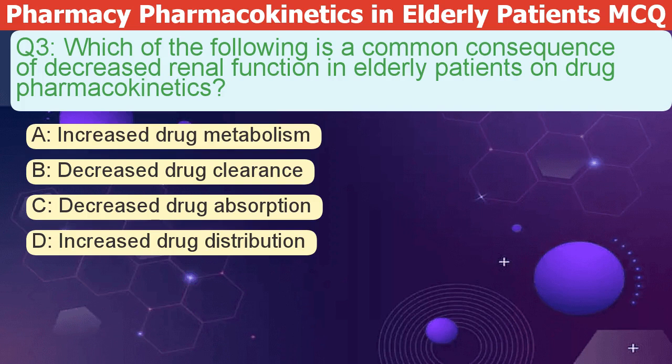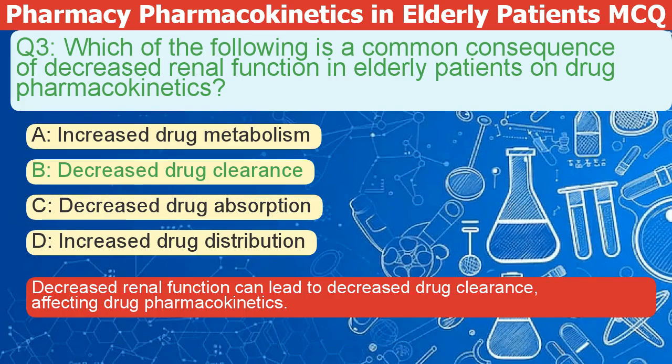Which of the following is a common consequence of decreased kidney function in older patients, affecting how their bodies process drugs? A. Increased drug metabolism. B. Decreased drug clearance. C. Decreased drug absorption. D. Increased drug distribution. The correct answer is B. Decreased renal function can lead to decreased drug clearance, affecting drug pharmacokinetics.